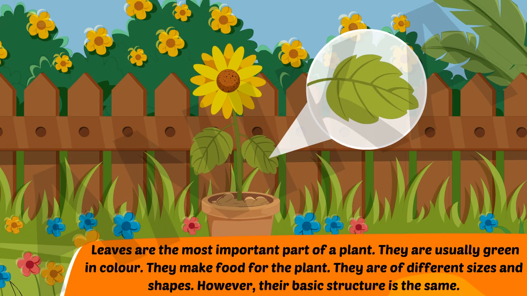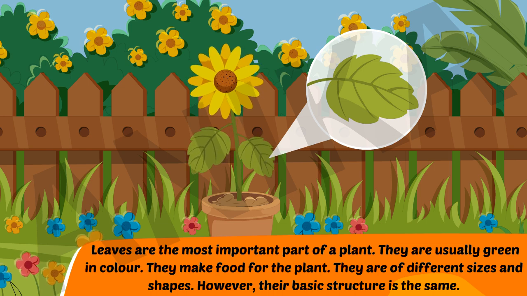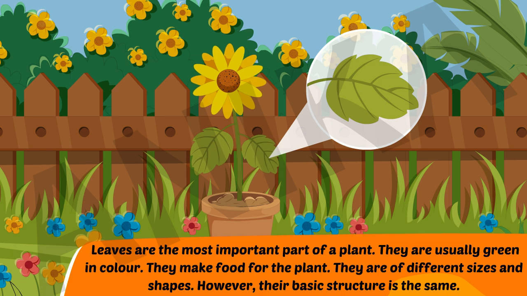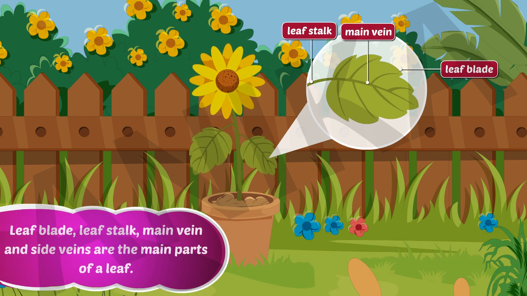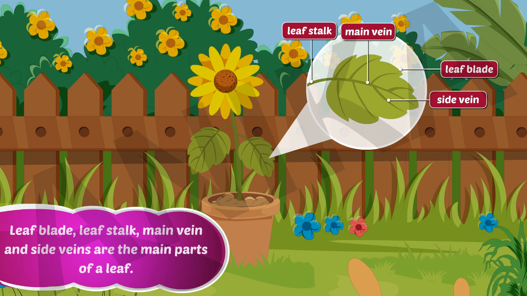Leaves are the most important part of a plant. They are usually green in color. They make food for the plant. They are of different sizes and shapes. However, their basic structure is the same. Leaf blade, leaf stalk, main vein and side veins are the main parts of a leaf.